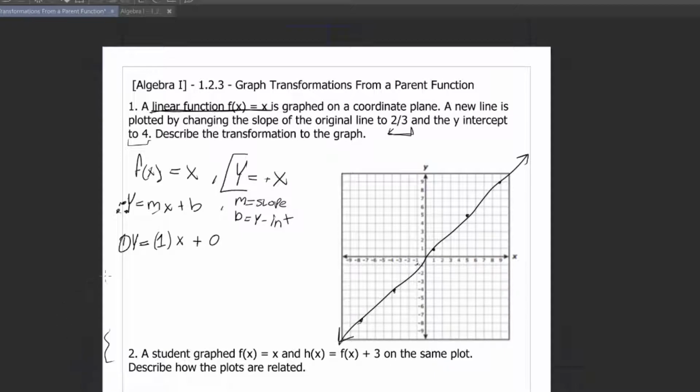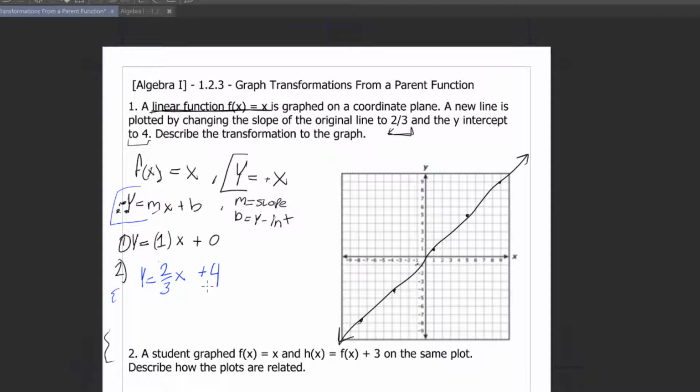All right. Now, let's make equation 2, and we're going to make it in blue. It says the slope changed to 2 over 3 and the y-intercept to 4. Looking at the standard format again, y equals mx plus b. So this new equation, y equals mx, it states here that the slope is 2 over 3. So 2 over 3 x plus 4, the y-intercept.